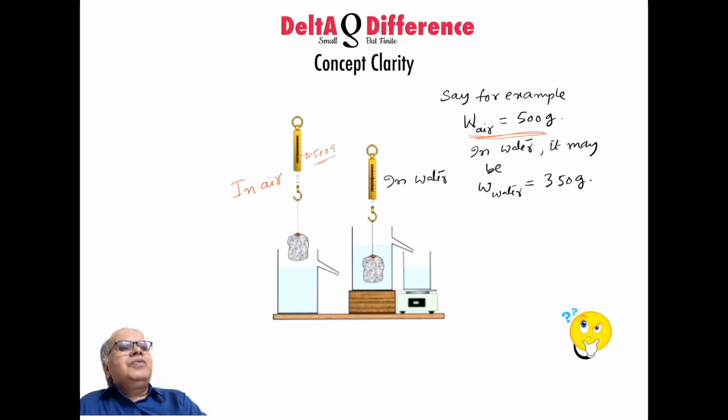Now we take this stone and submerge it in water, and suddenly the weight appears to decrease, the reading decreases here, and we'll say W water is 350 grams. And once again the weight is changing, and we say when a body is submerged in a fluid, in water for example, it loses weight, and we give an explanation for that from Archimedes' principle.